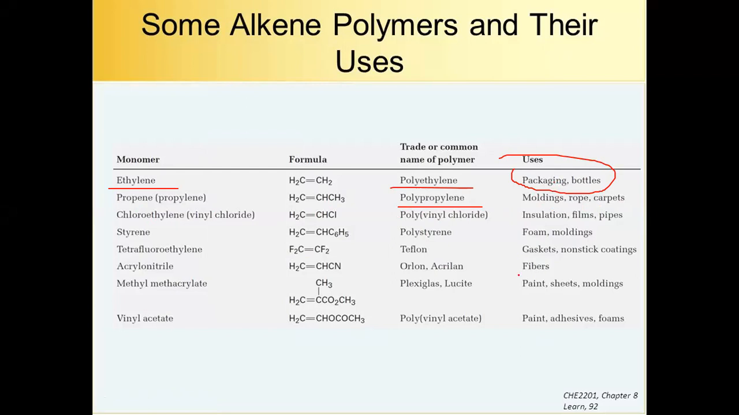Like fibers, paint, adhesives, some glue, and pipes from polyvinyl chloride. Also, they are used in medicine because catheters, for example, are made of polymers. Tubes for catheters are made of polymers. And Teflon, especially Teflon, because they are hydrophobic. So many things are made of polymers.